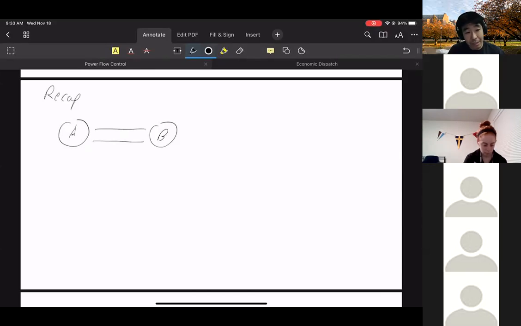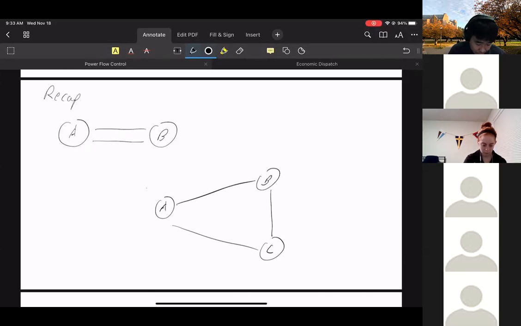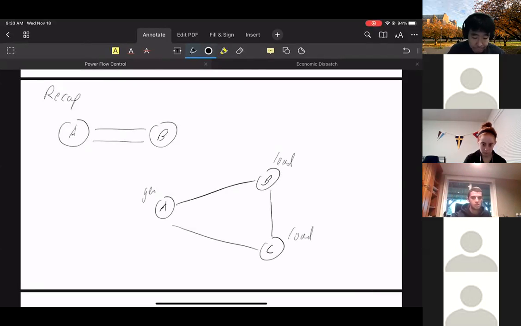One thing that's interesting in power systems is we often have the following situation. Let's say we have three buses, A, B, and C. Let's say this is a generator, this is a load, and this is a load. Let's say I have a load growth in C, so this load increases. Is it possible just to send some more power from A to C?